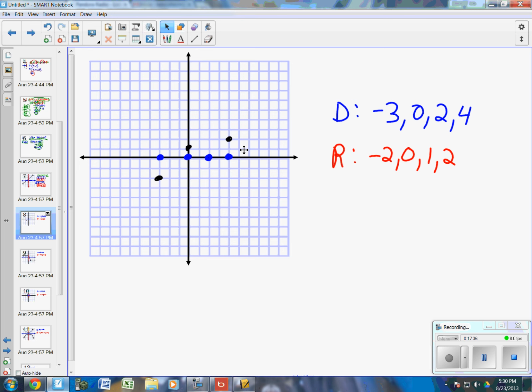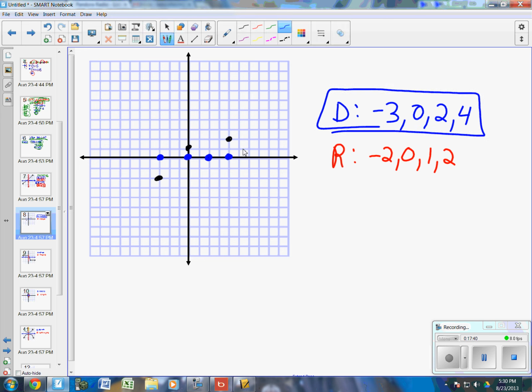Okay, the range, and I've listed the domain right over here: -3, 0, 2, and 4. For the range, I'm going to just go left and right until I hit the graph, but notice that at (-3, -2), the range number is -2. So I color that in along the y-axis. My next point was the one at (2, 0) that I covered up with a blue dot, but its y number was 0, so I colored it in right there. So I have both the domain and range right there.